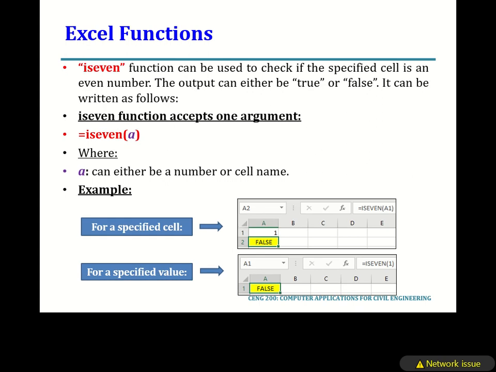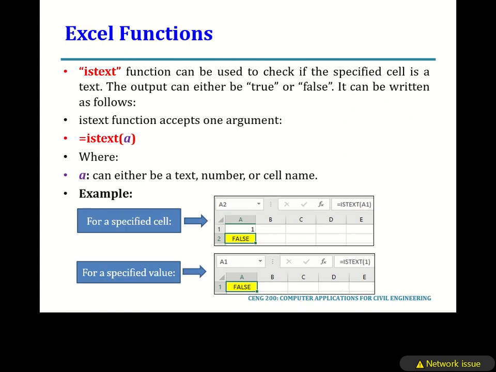Is even, true if the cell has even value. So again one input, and the input should logically be the cell in which you are checking. If you type 3 yourself, again the program should tell me you are stupid. It is 3. Okay, you don't know. Is text, if the cell is a text.